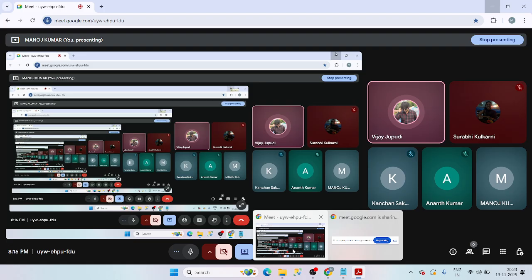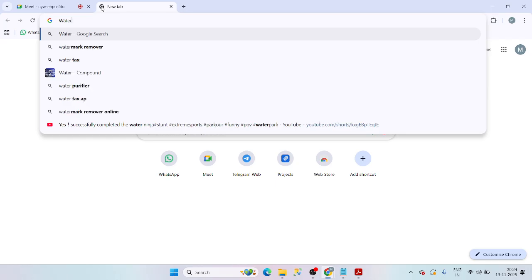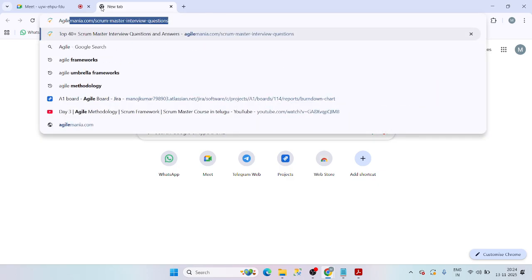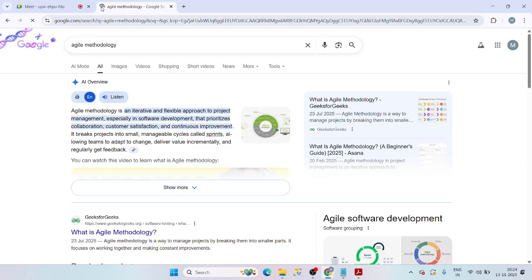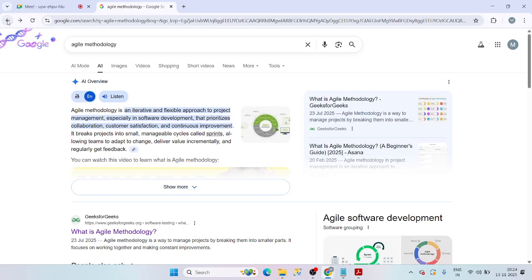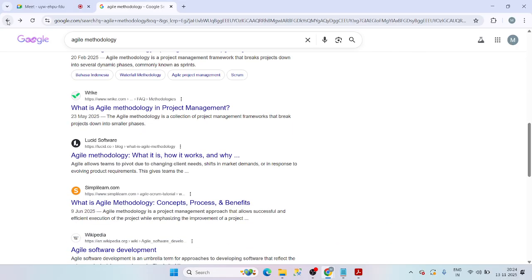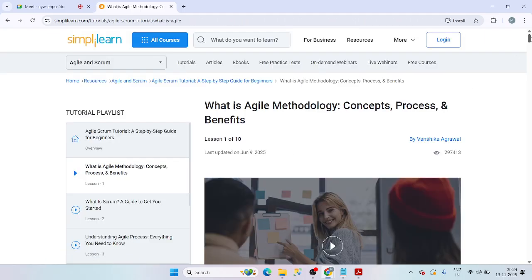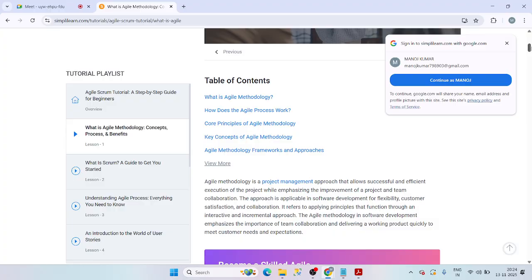Okay, Manoj, I want to follow Google. Go for Google. I copied from Google only. Agile methodology is an iterative and flexible approach to project management, especially in software development. Whatever you like to read, if you want to go for GeeksforGeeks, go for GeeksforGeeks, or if you want to go for Simplilearn, you can go for Simplilearn. There are a lot of websites here. Wherever you want to go and study, you can go and study there.